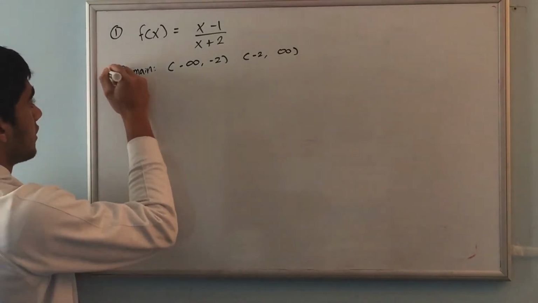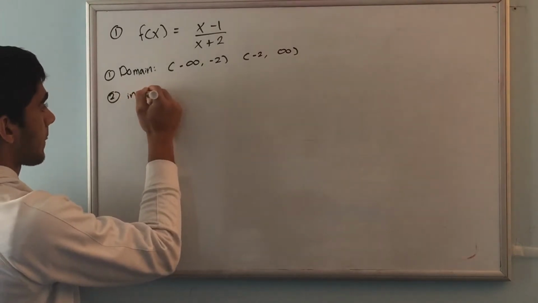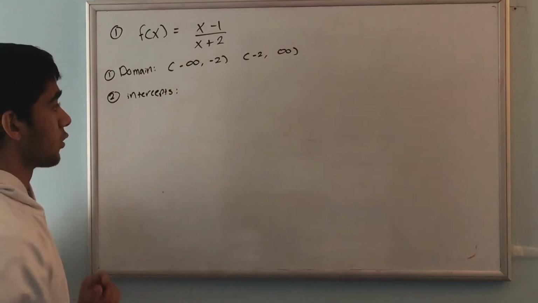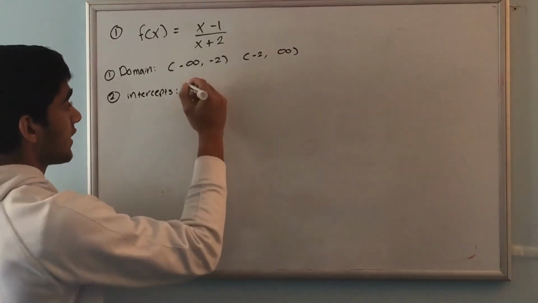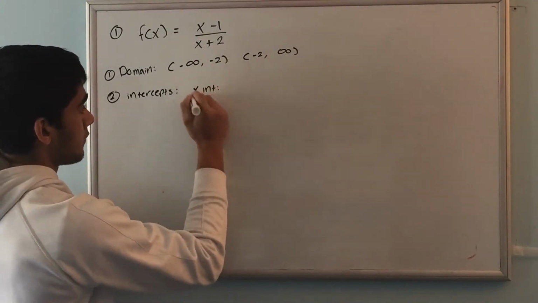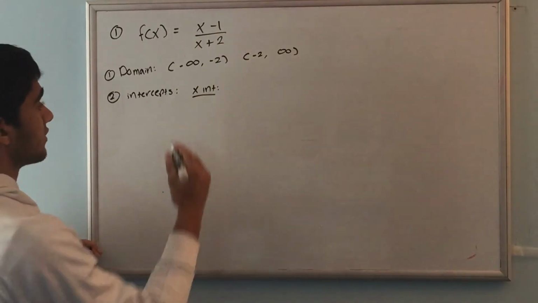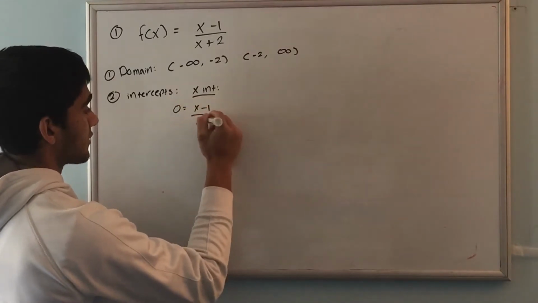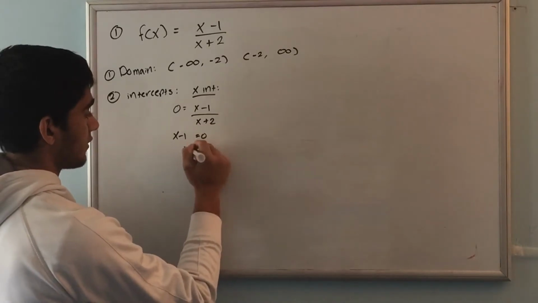So next, the second step I would do is to find the intercepts of the function. There are two: there's a y intercept, and there's an x intercept. So the x intercept would occur when y is 0. When y is 0, we have 0 equals (x minus 1) over (x plus 2). That means x minus 1 equals 0 and x equals 1.